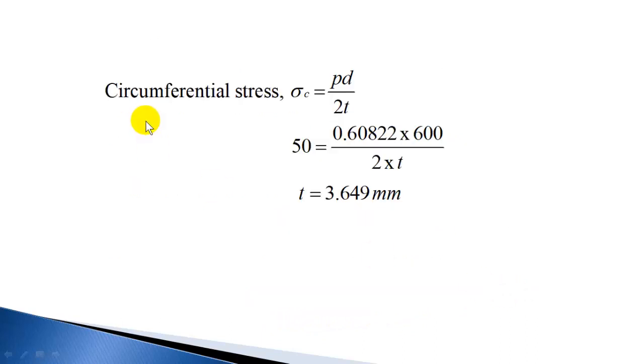So now you can apply the circumferential stress formula. Sigma c is Pd by 2t. Pressure is 0.60822. Allowable stress is 50. So from this you get the thickness of the pipe as 3.649 mm. So that is the minimum thickness of the water pipe required to keep the allowable stress to 50 megapascal.